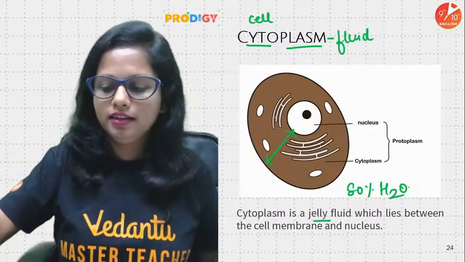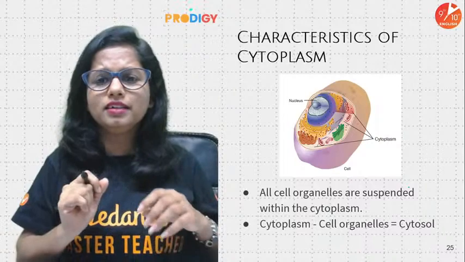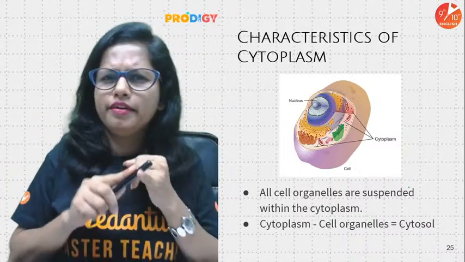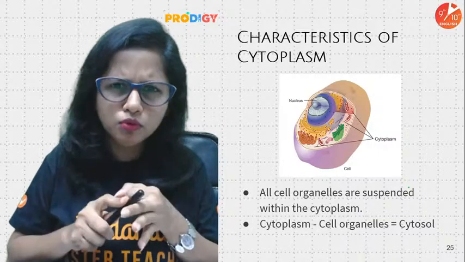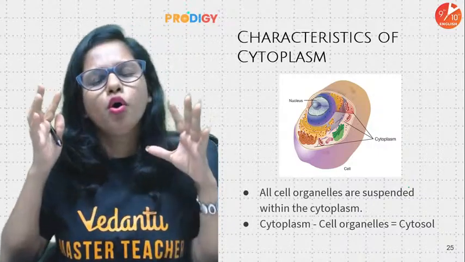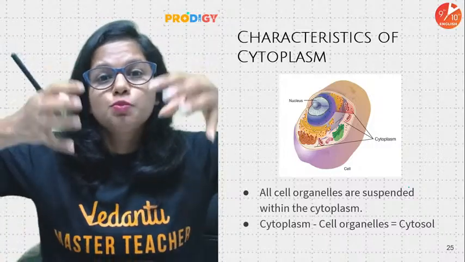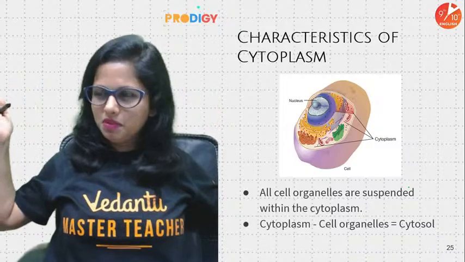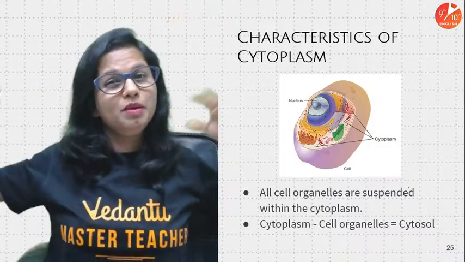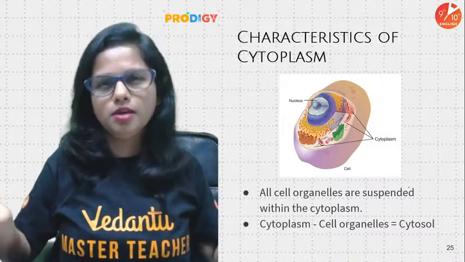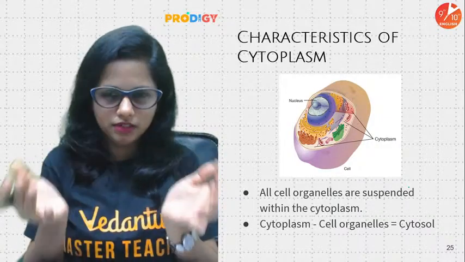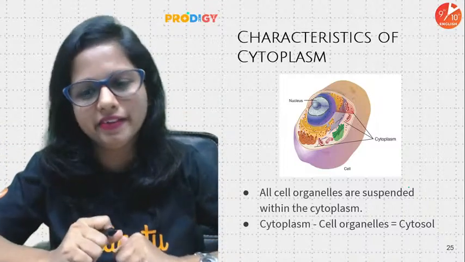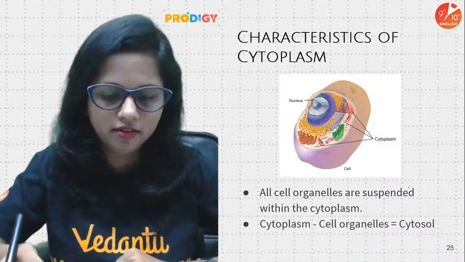Okay? And my dear kids, various cell organelles like mitochondria, Golgi apparatus, ribosome, lysosomes, all of them are suspended within the cytoplasm. Like cytoplasm is like a swimming pool and there are many people swimming inside the swimming pool. In the same manner, cytoplasm is the fluid like a swimming pool, and just like people, there are cell organelles which are suspended in it. Okay, suspended within it.